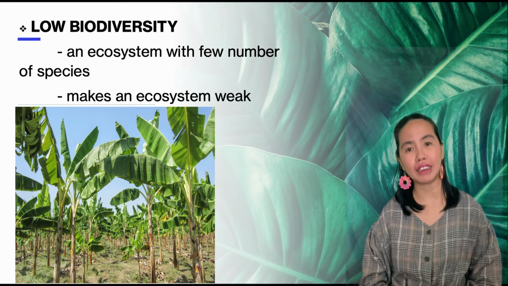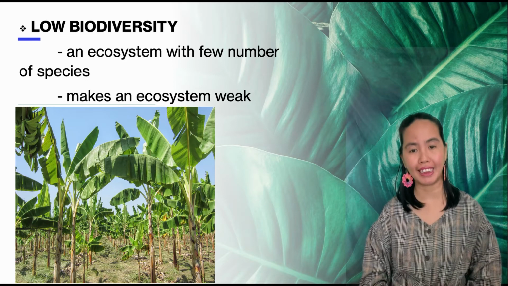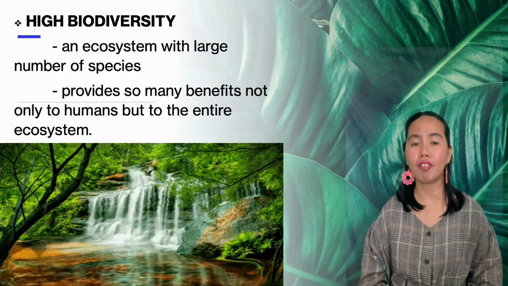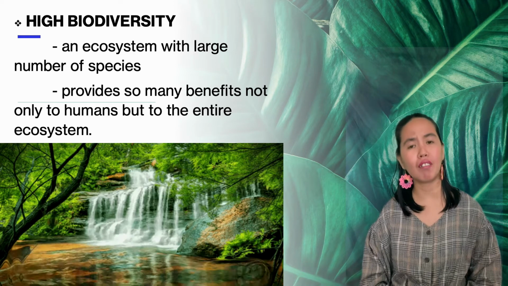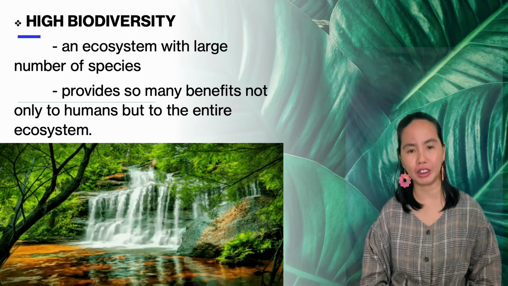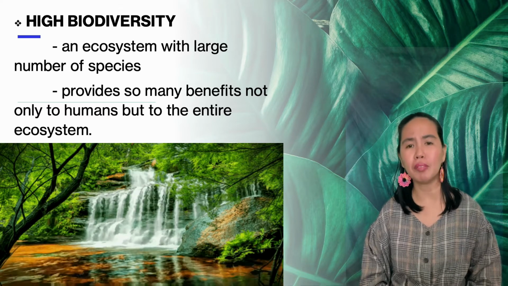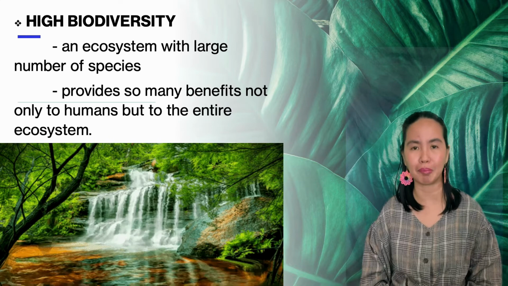Low biodiversity is an ecosystem with a few number of species. This makes an ecosystem weak. Rainforest has a high biodiversity. High biodiversity is an ecosystem with a large number of species. This provides so many benefits not only to humans but to the entire ecosystem.